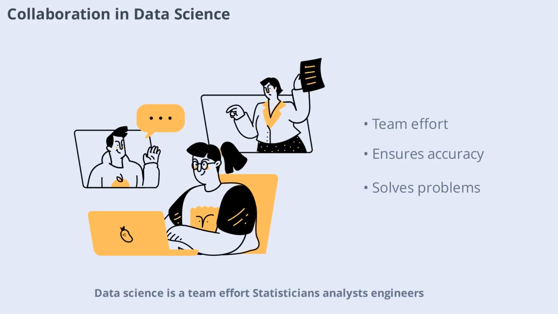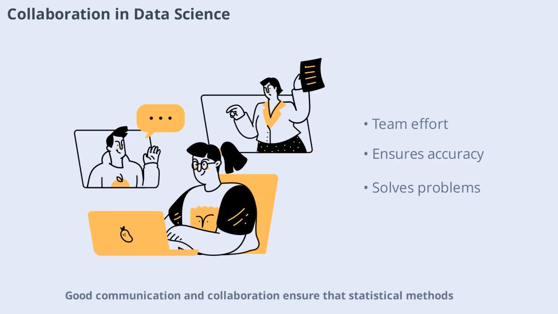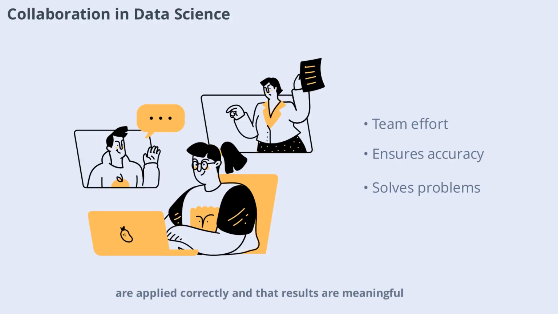Data science is a team effort. Statisticians, analysts, engineers, and domain experts work together to solve problems. Good communication and collaboration ensure that statistical methods are applied correctly and that results are meaningful.